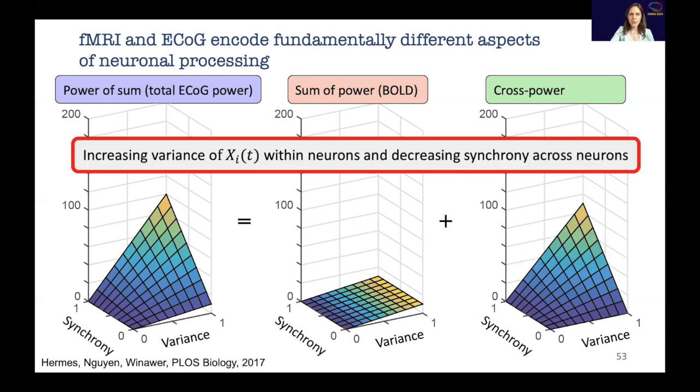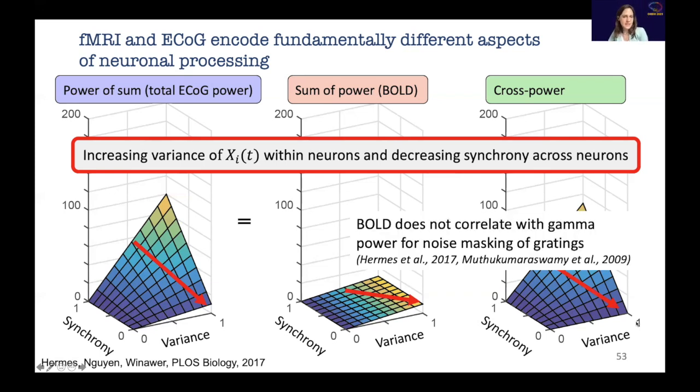But it's also important to consider cases where we increase the variance within neurons while decreasing synchrony across neurons. And these are the cases when we get dissociations, because with decreasing synchrony but increasing variance, our simulated ECOG power decreases, whereas our BOLD increases from light blue to yellow, and this decreases from light blue to dark blue because the cross power decreases, and that has such a large influence on this signal.